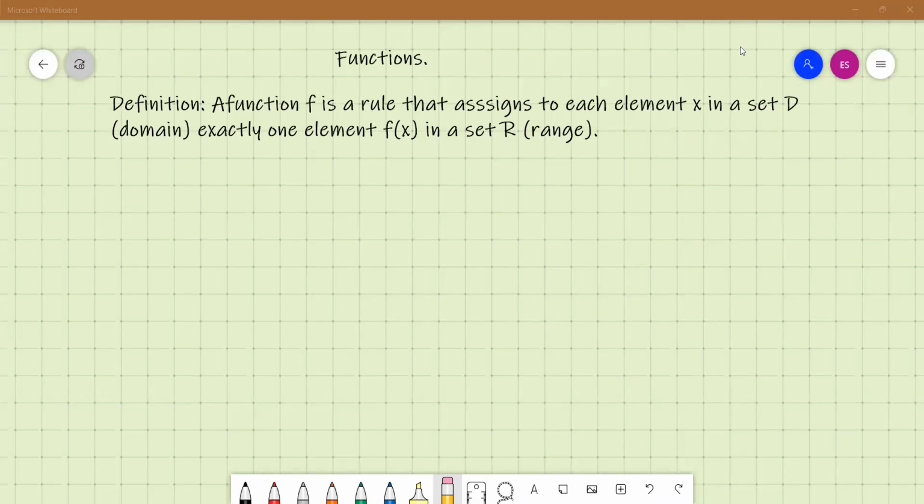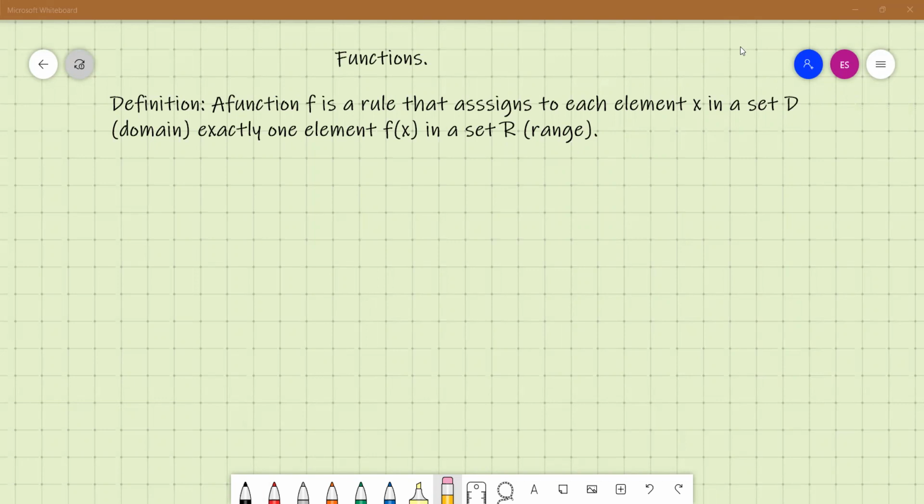Hello, everyone. Today we are going to talk about functions. We are going to start with the definition. A function f is a rule that assigns to each element x in a set D, which is also called the domain, exactly one element f of x in a set R, which is called the range.